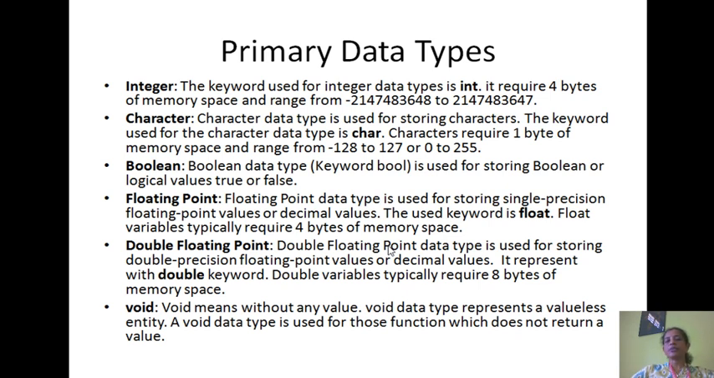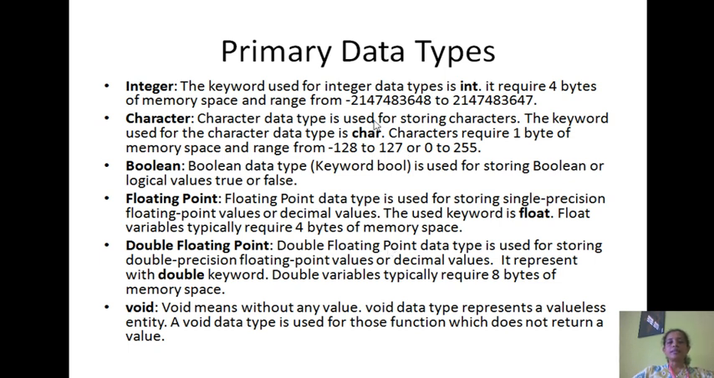So the first category is the primary data type. Primary data types are already defined in the C++ compiler, and their properties are already defined. For the integer data type we can use the keyword int. When we write int, we come to know the memory space required for that particular variable, and the range of that particular data type or variable.